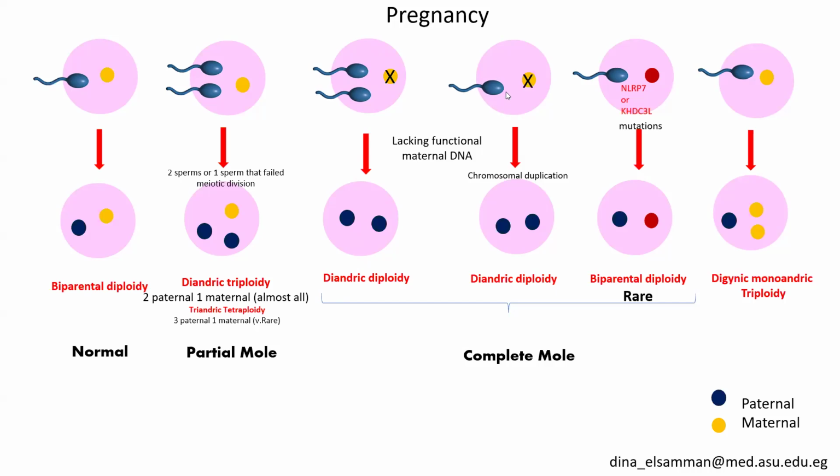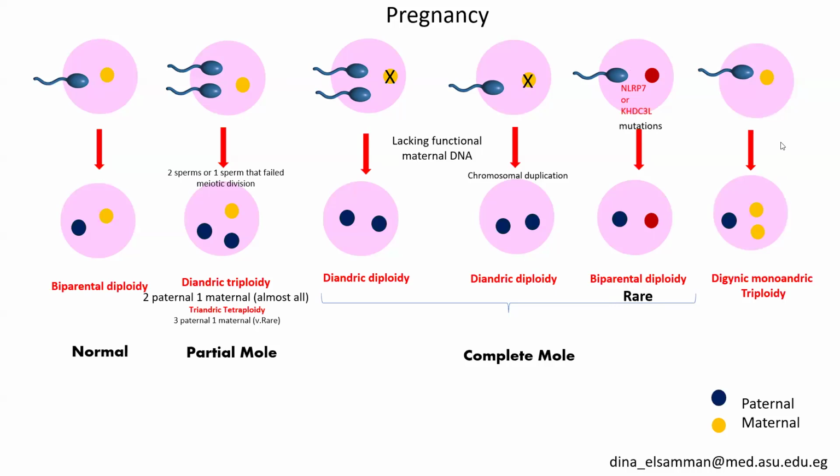Another scenario, if we have a single sperm that fertilizes an ovum that has lost the maternal genome, and this sperm duplicates to give again another diandric diploidy. The third case scenario is when we have a sperm fertilizing an ovum, and both genetic materials are existent, but there is a mutation in one of those genes, the NLRP7 or the KHDC3L mutations. Those genes, it's as if they turn off the maternal genome and prevent its expression, so it's as if it's non-existent. This one is rare and inherited, but should have been told.